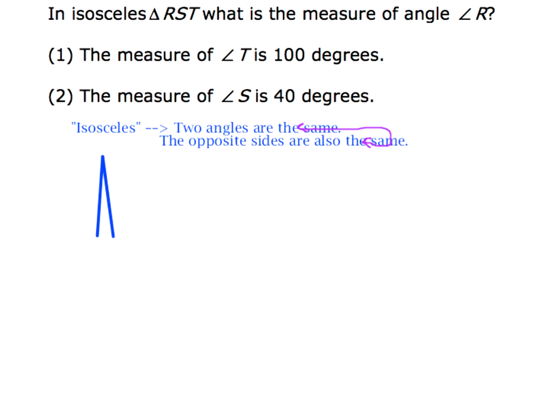It could look like this, in which case those are the sides that are the same. And if those sides are the same, then these angles also have to be the same. Or you could have an isosceles triangle that looks like this. That's a very different kind of animal, but it still has the same properties. These guys are the same, and so the opposite angles are the same. Or it could be something that looks more like an equilateral triangle.